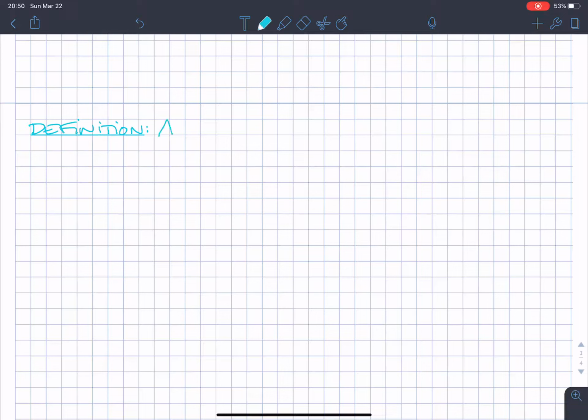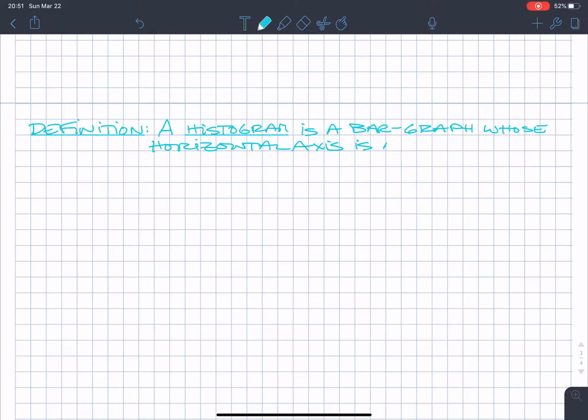So a histogram, that's what we're defining. A histogram is a bar graph whose horizontal axis, remember what used to be categorical, is a number line. So instead of categories, we now have numbers.